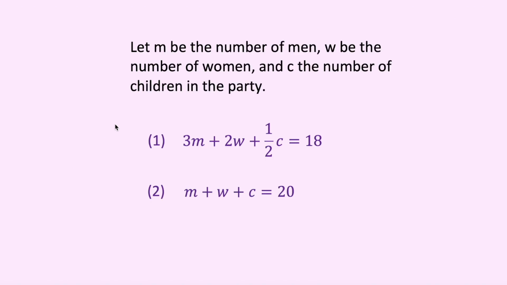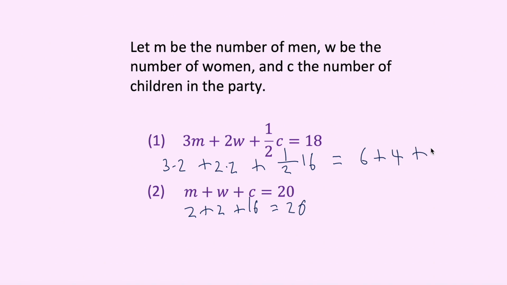Finally, we can verify that our solution works by plugging them into the original equations. As we noticed before, 2 plus 2 plus 16 is equal to 20. And then 3 times 2 plus 2 times 2 plus 1/2 of 16 is 6 plus 4 plus 8, which is equal to 18.